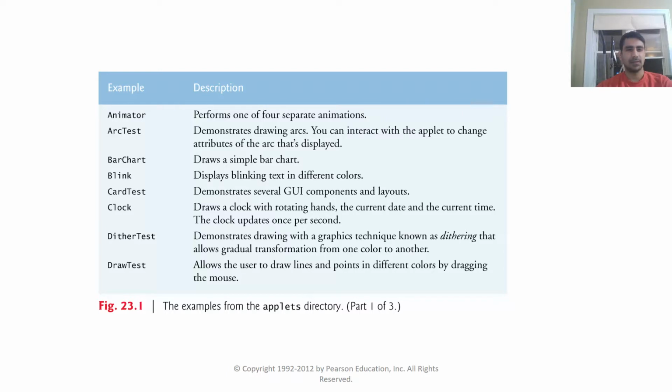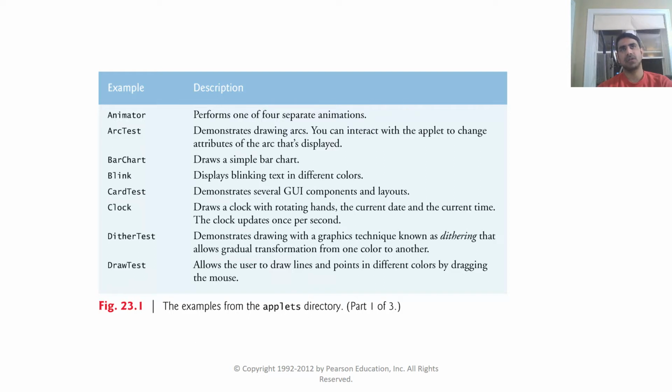And there are some examples from the applets directory. Firstly, Animator performs four separate animation tasks. Arc test demonstrates drawing arcs. You can interact with the applet to change the attributes that are displayed. Bar chart is simple; by the name itself we can identify it. We can design a simple bar chart. Blink displays blinking text in different colors.